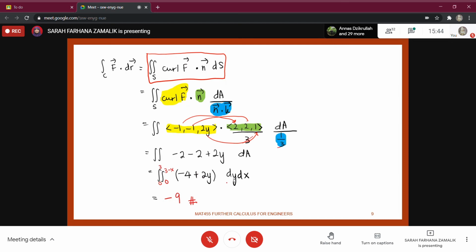So ni baru boleh tulis awak nak evaluate guna apa. In this case, dy dx. So letaklah boundary kita yang kita dah set up tadi. So continue to integrate, you get negative 9.